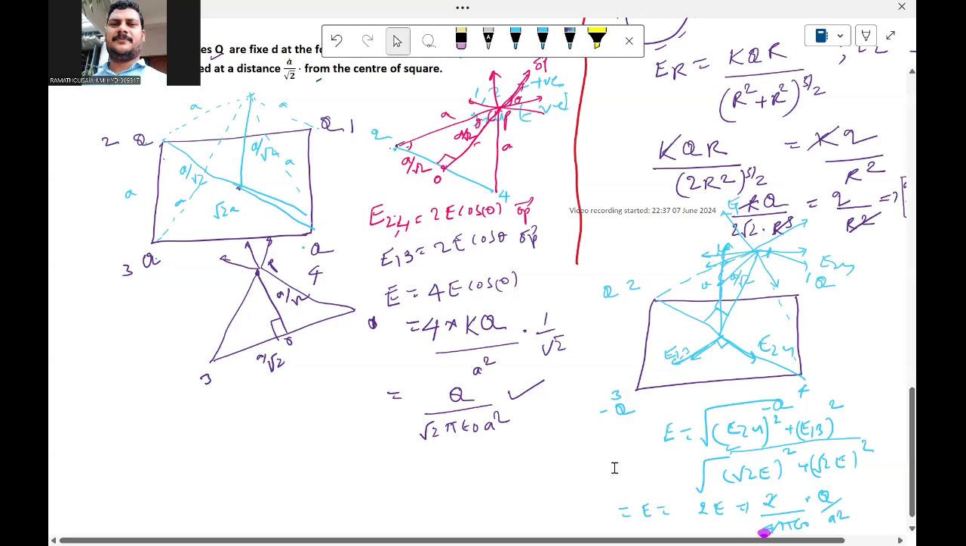And next I will explain the dipole in the next class. No, first the motion of a charge in the electric field. Then after that I will explain the dipole.